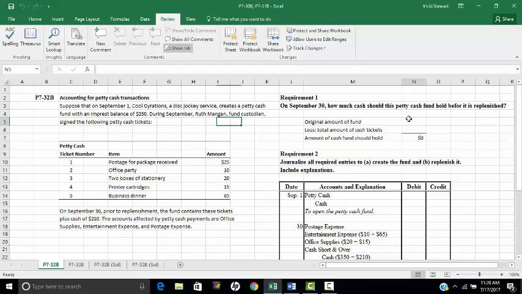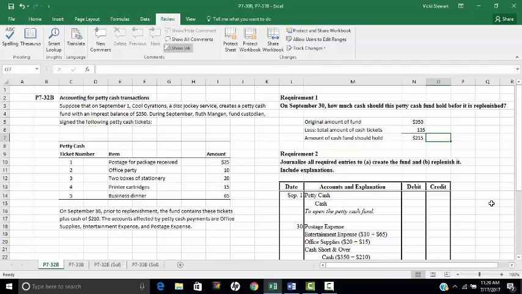So we know that the original amount of the fund, according to the problem, was $350. Then we add up all of our petty cash tickets, which total $135, and the fund should have in it $215. However, if you notice, the problem tells us that on September 30th, in addition to these tickets, the fund had $210 of cash. So that means that we are missing either a ticket for $5 or we gave someone an incorrect amount of change.